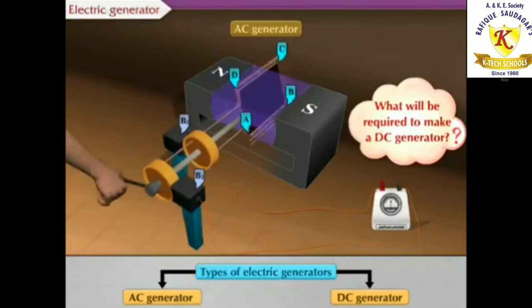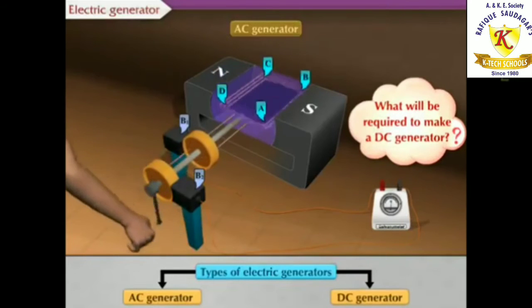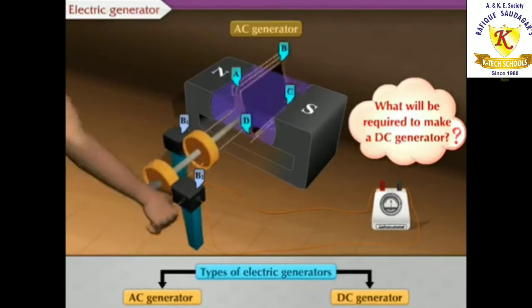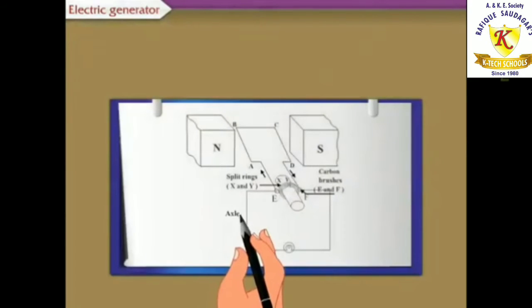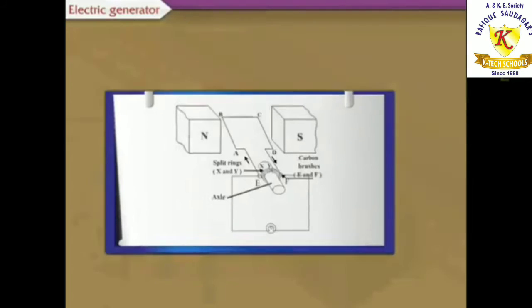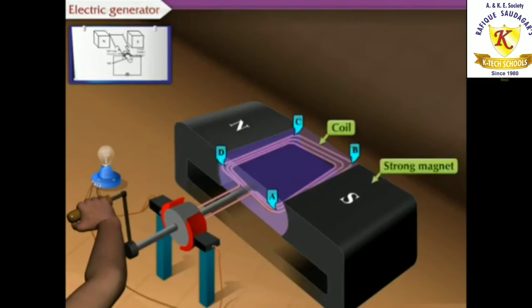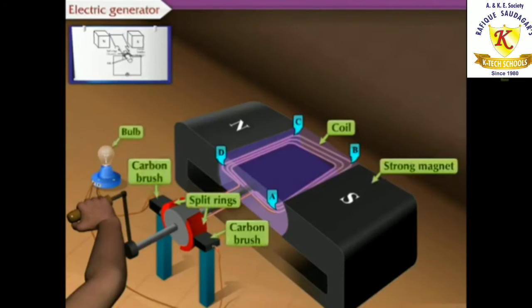So what will be required to make a DC generator? Come, let us discuss it. Let us first draw the diagram of DC generator. The main components of a DC generator are a copper coil ABCD, strong magnets, split rings, carbon brushes and a bulb.